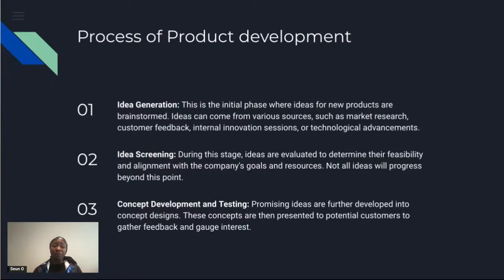Then we have the concept development and testing phase, where promising ideas are further developed into concept designs. These concepts are then presented to potential customers to gather feedback and gauge interest. In this phase, it's very important that you're working with your user experience team as well as your user design team to develop the concept.